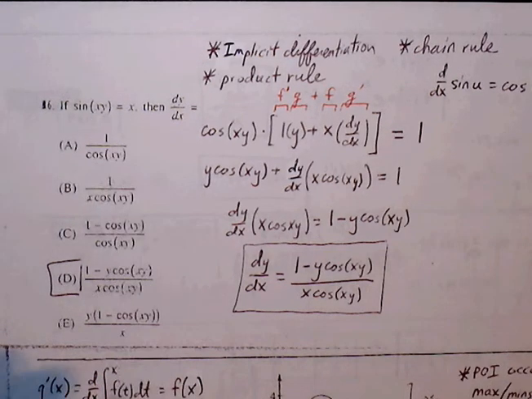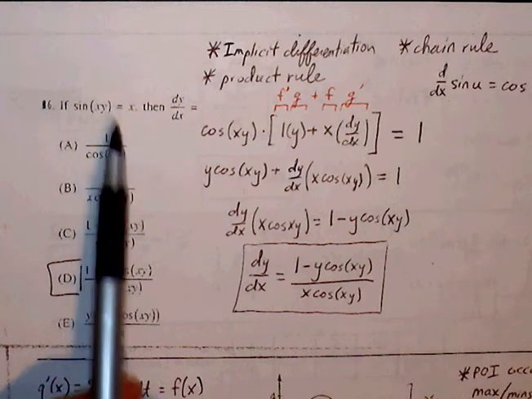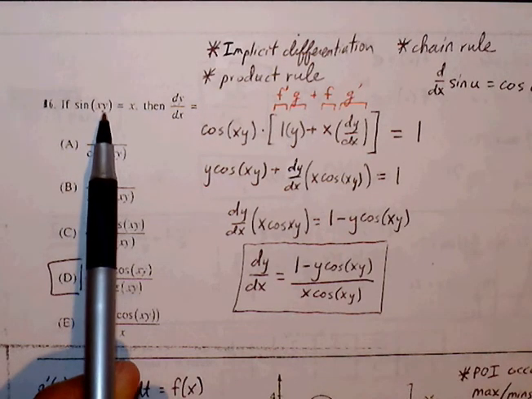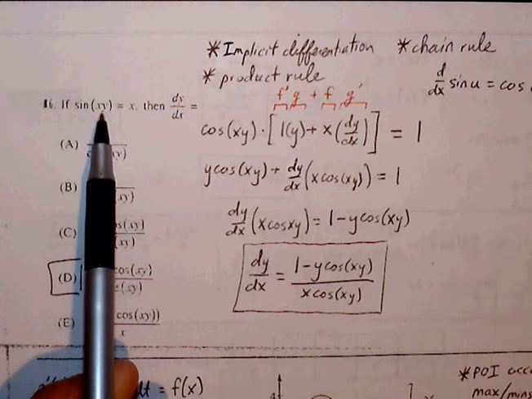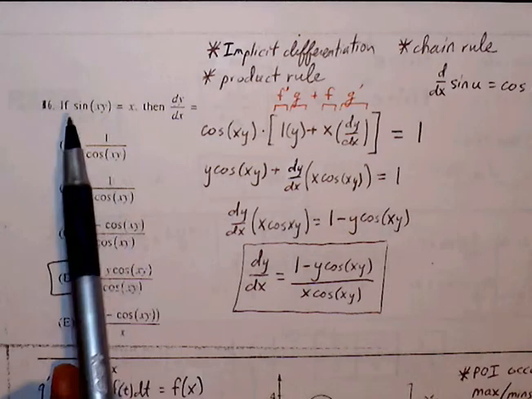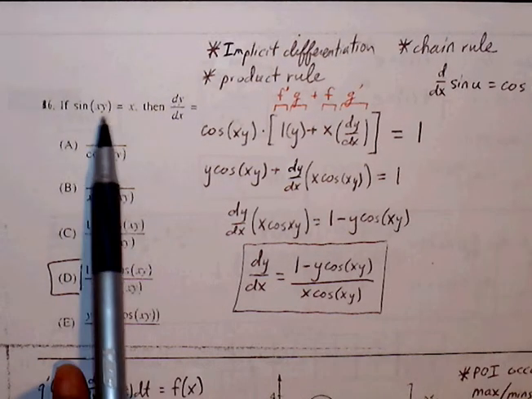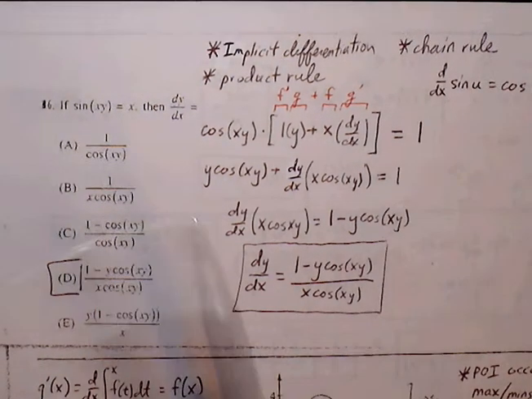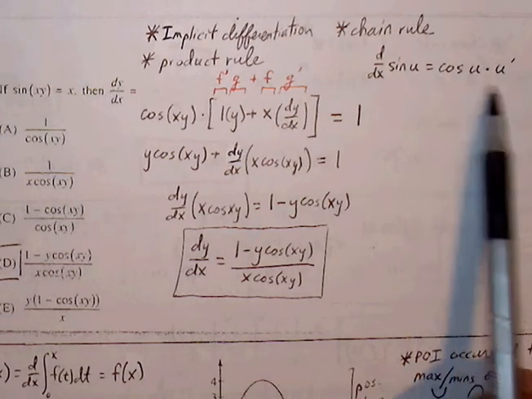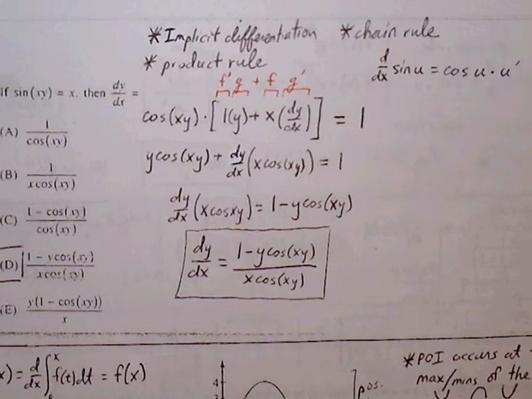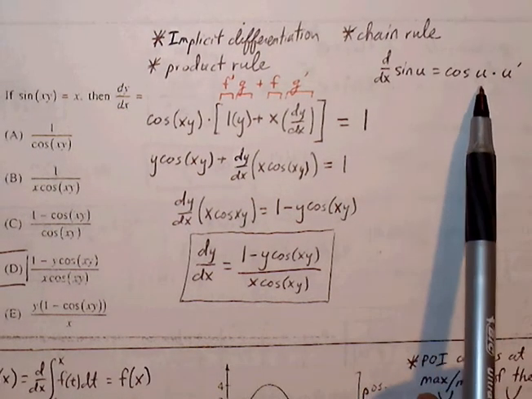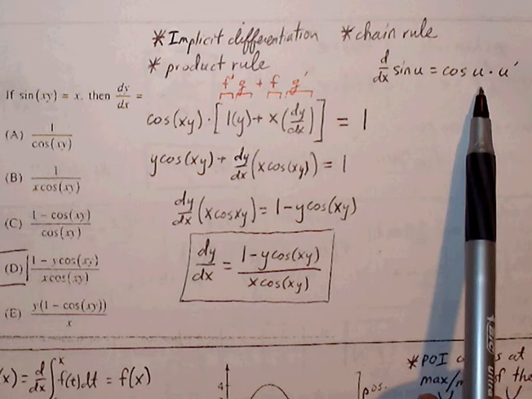And then also, because we have x and y being multiplied together, there's also going to be a product rule involved. And also, the derivative of sine of u is cosine of u times u prime, so there's also a chain rule portion as well. We can start off with that. So we can allow the u value to be xy.